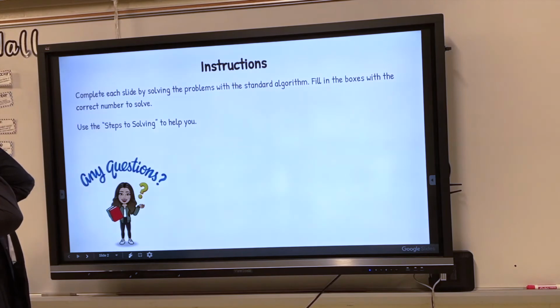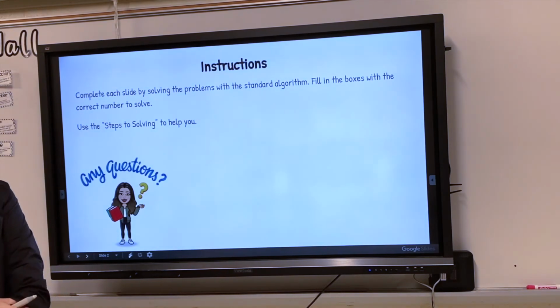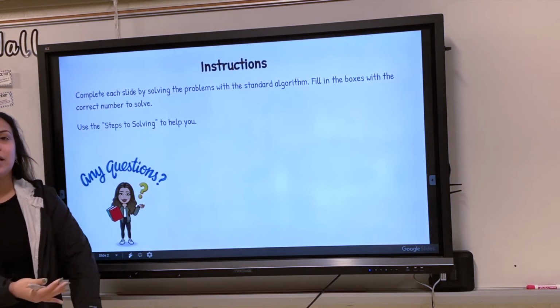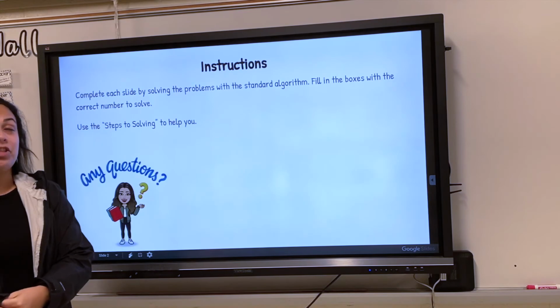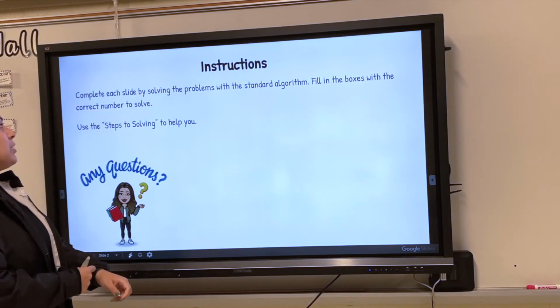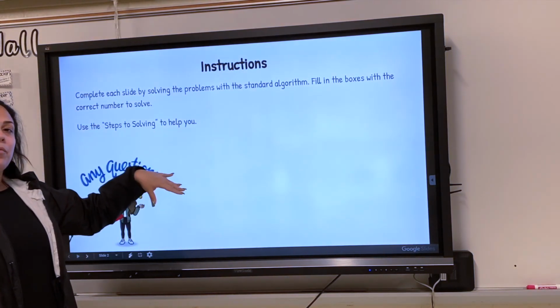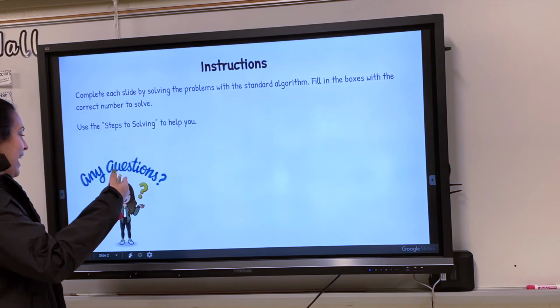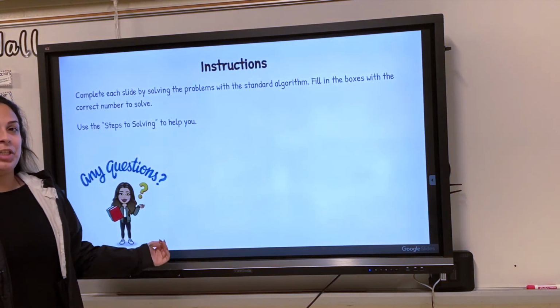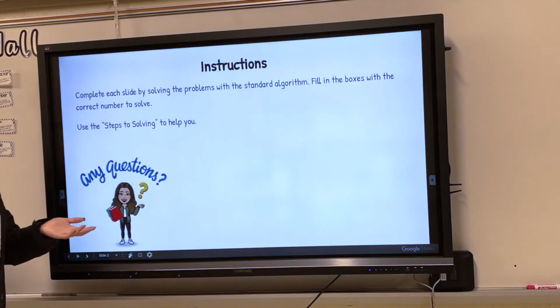Our instructions say, complete each slide by solving the problems with the standard algorithm. That is what we're using to solve the multiplication and division problems. Fill in the boxes with the correct number to solve. Use the steps to solving to help you. And this will make more sense when we go to the next slide. I would ask any questions, but none of you are here, so if you have a question, email me.